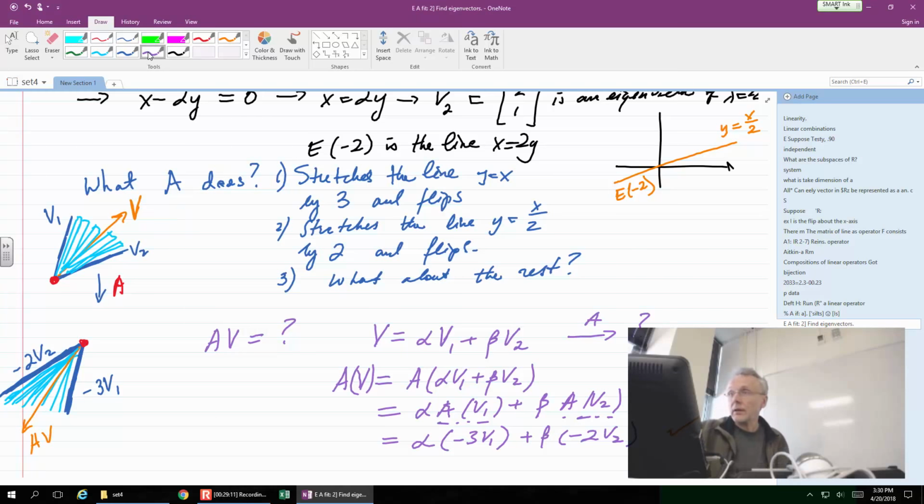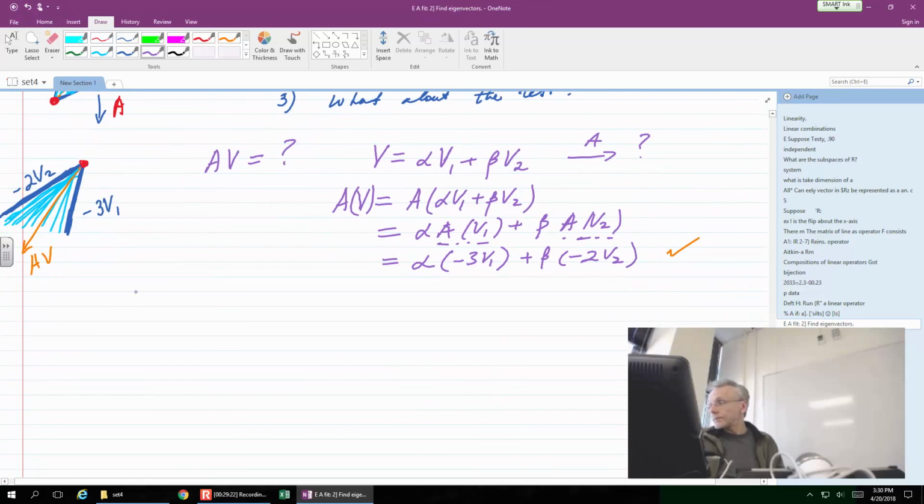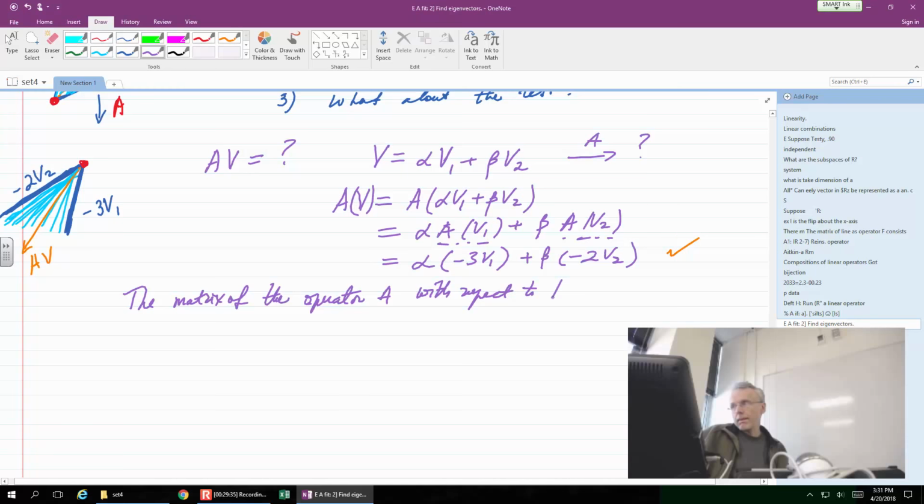Okay, so what does it mean? That is part of a bigger topic. But let me put it this way. This is how we can describe the outcome. The matrix of the operator A with respect to the new basis, which is v1, v2, is diagonal. So it is simply negative 3, 0, 0, negative 2.